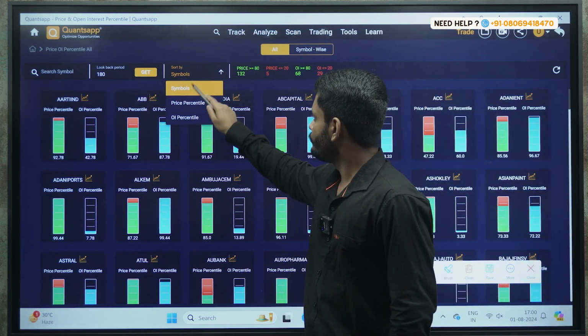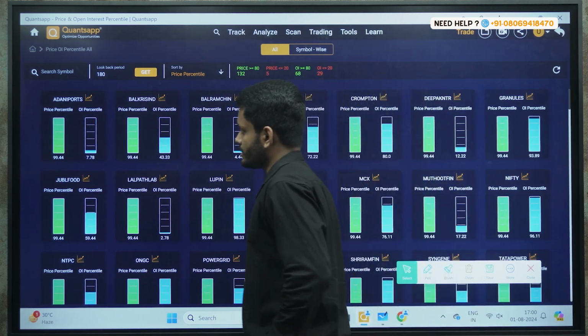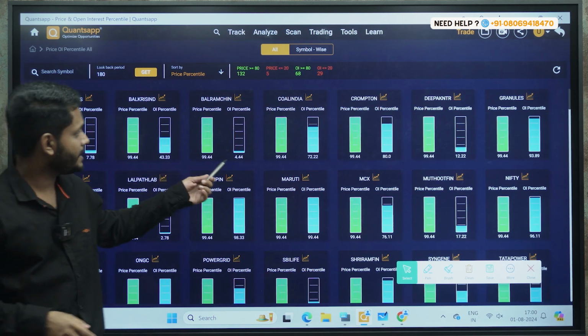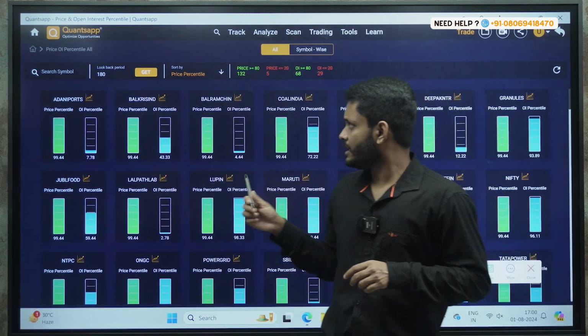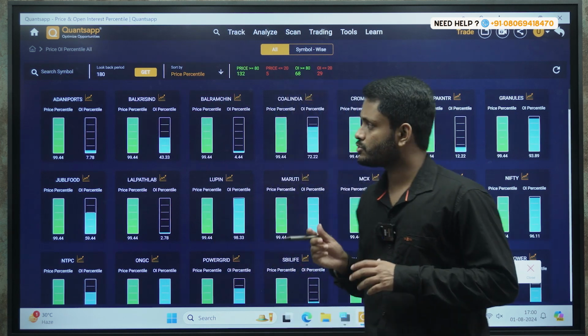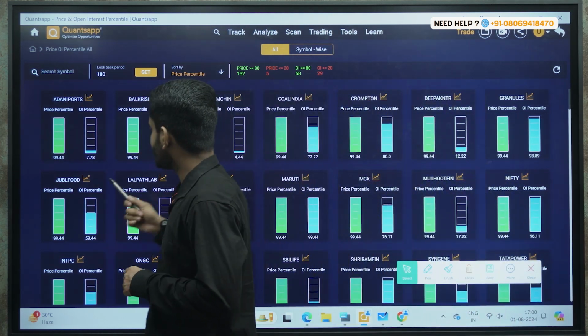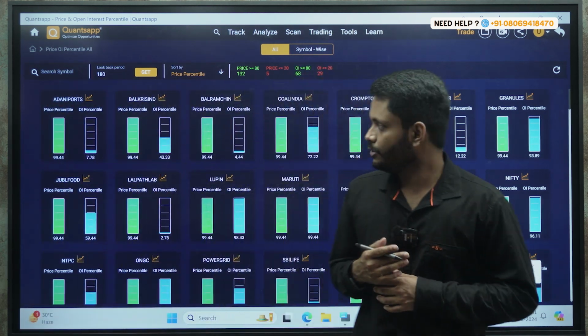Okay, so let me filter this through price percentile, and I'll keep it in the descending order. So I can see that price percentile 99, 99, 99, 99, correct? So these are the stocks. If you see the look back period, okay, if I check the data of the past 180 days, these are the stocks which are trading somewhere near to its previous high, you can say.